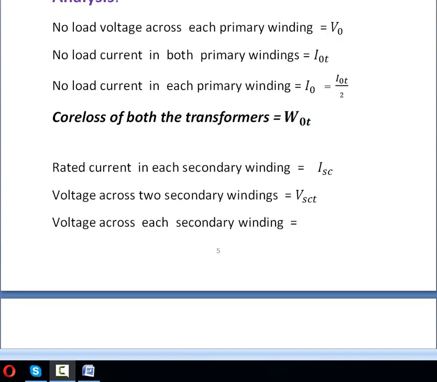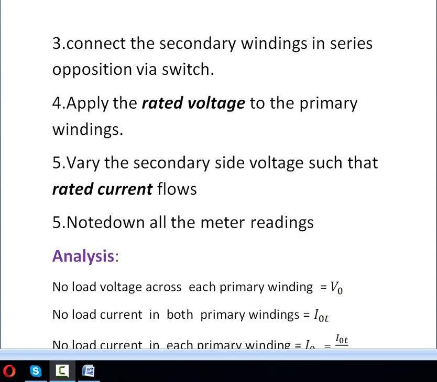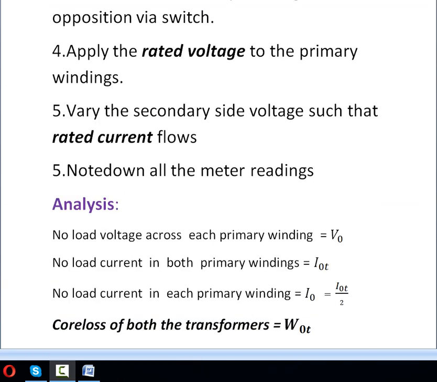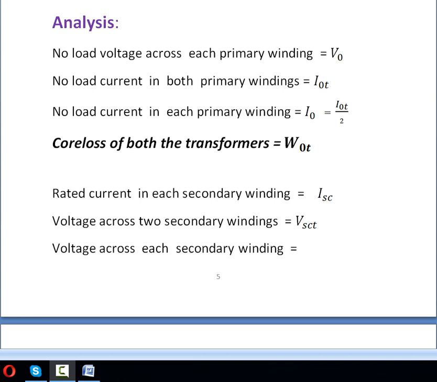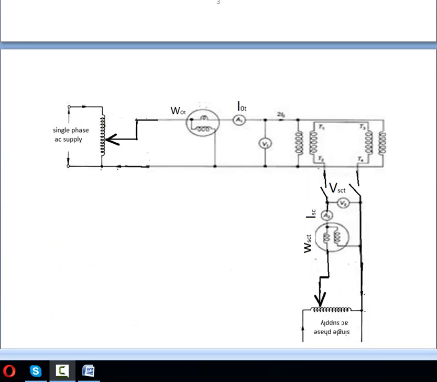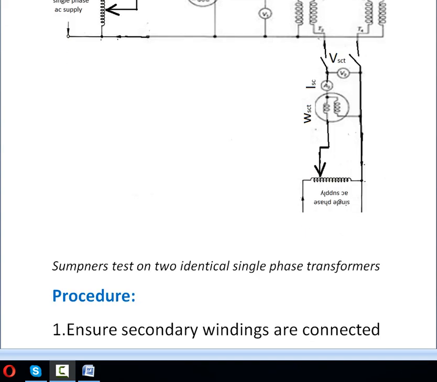Next, analysis. No load voltage across each primary winding is equal to V0. That is, this voltmeter reading is nothing but V0. Next, no load current in both the primary windings, that is I0T. So this ammeter shows I0T.